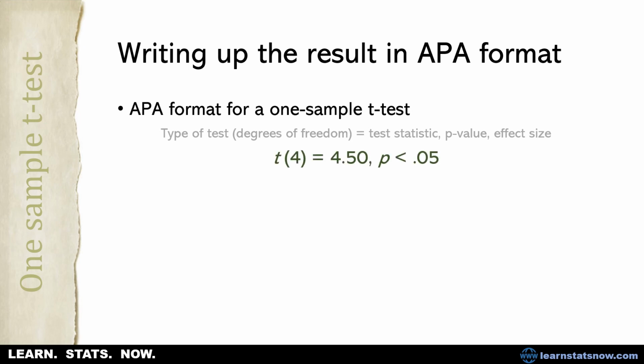So when we'd write this up, it would be t, and notice that the t is italicized, and then 4, so 4 degrees of freedom. So that tells us we ran a t-test with 4 degrees of freedom, and that the obtained t, or the t ratio, was 4.50. And then the probability of this result occurring by chance or sampling error was less than 5 in 100 because the sample mean was located in the region of rejection.